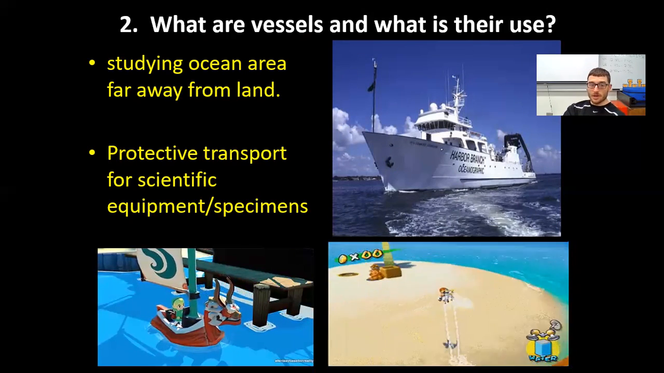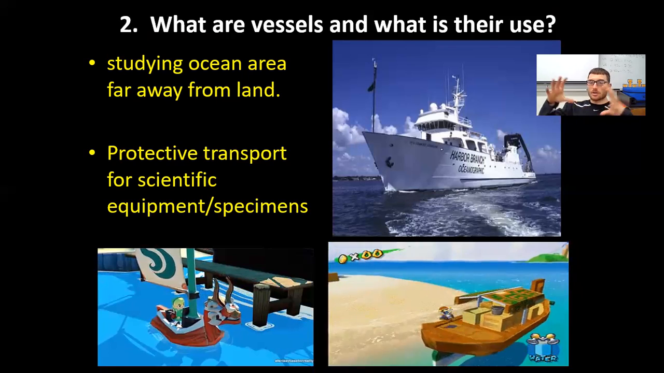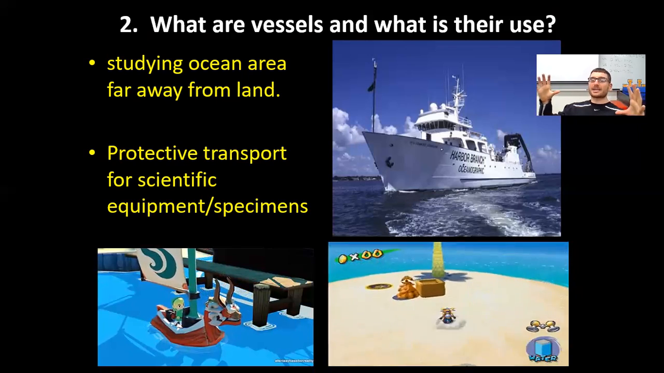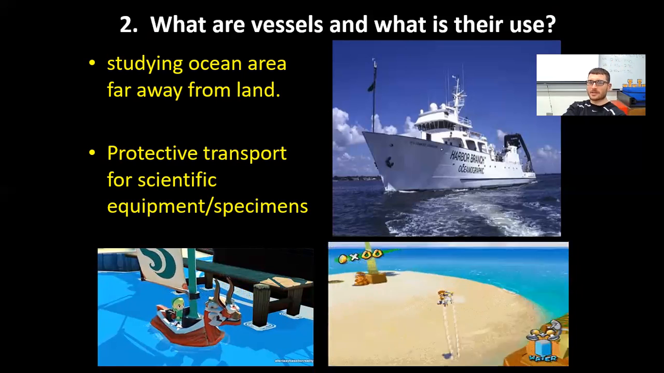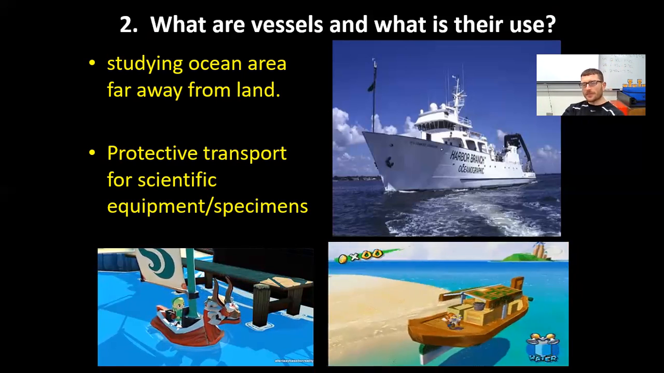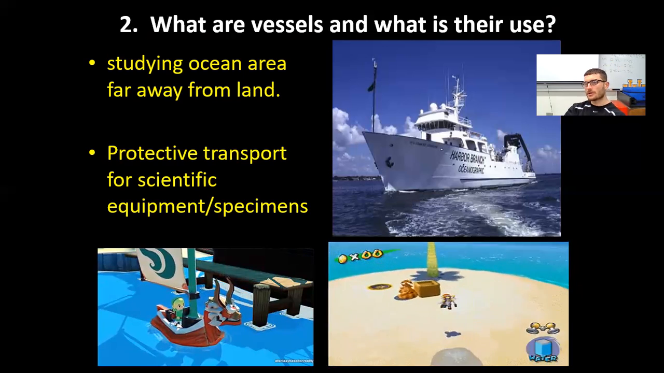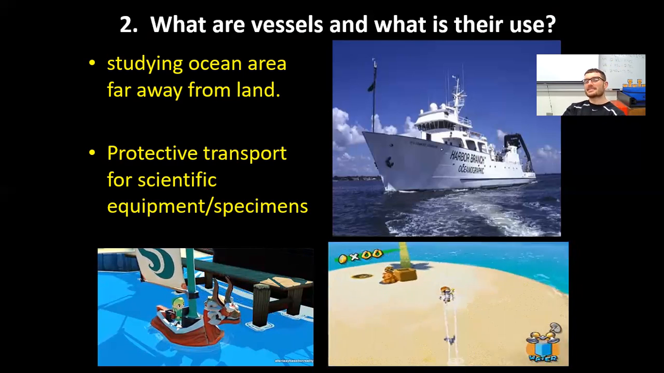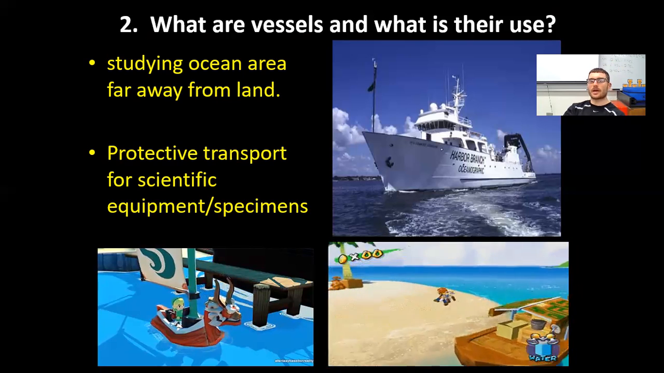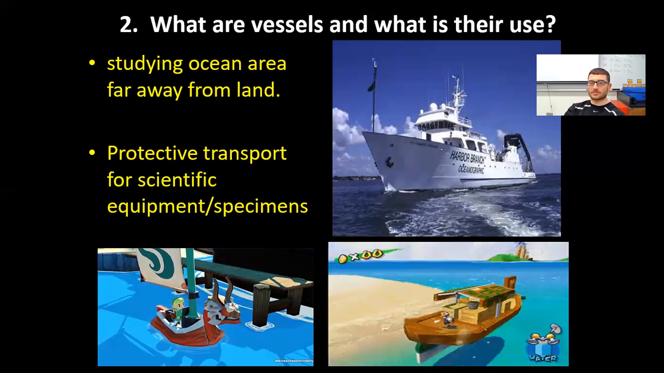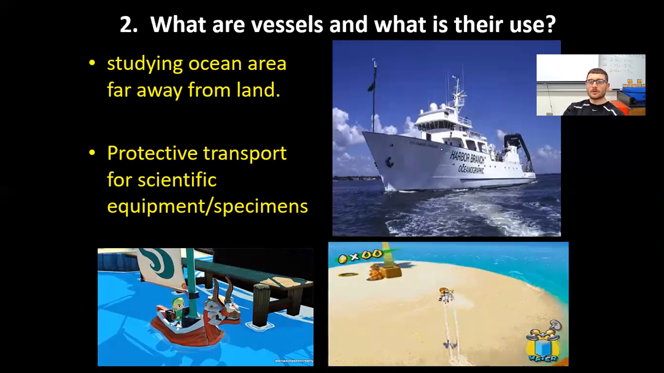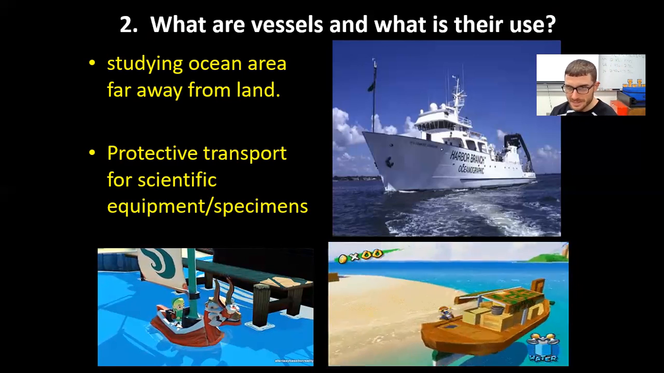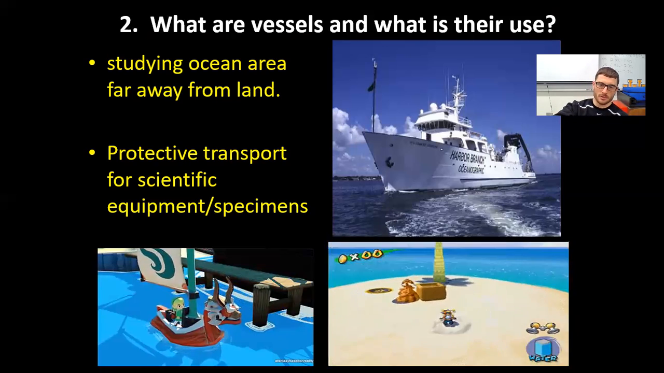And what else are they going to do? They're going to be large in size so that we can carry specimens or scientific equipment with them as we travel far away. It's one thing to study the ocean near the shoreline. It's another to study it from far away in the middle of the ocean. Maybe a little different, right? So if we got a specimen, we got some equipment, we need these to carry that equipment. We need these for those purposes.